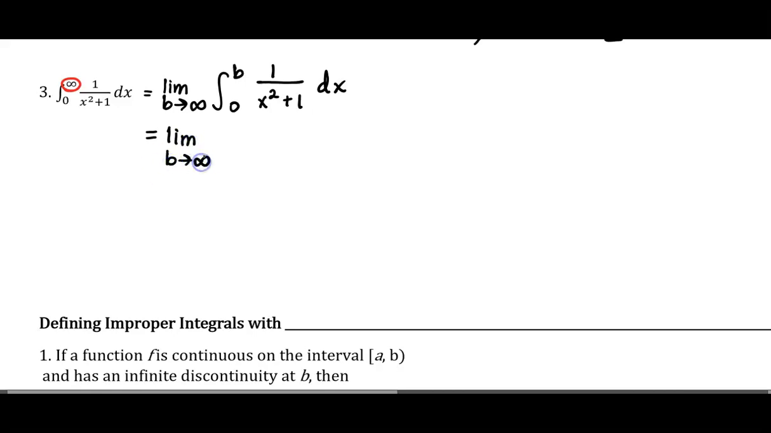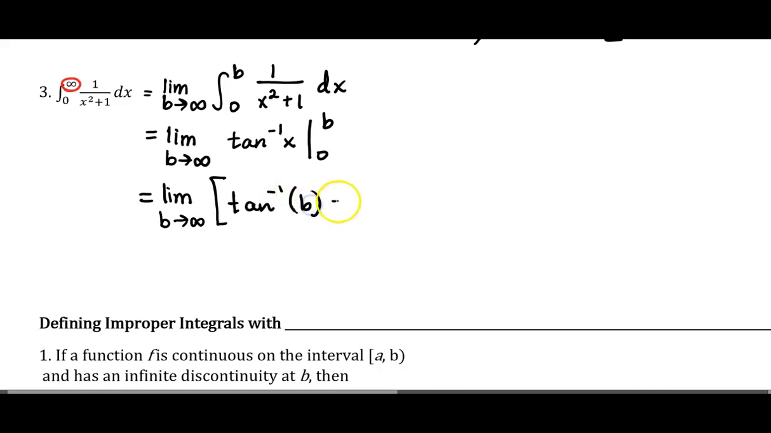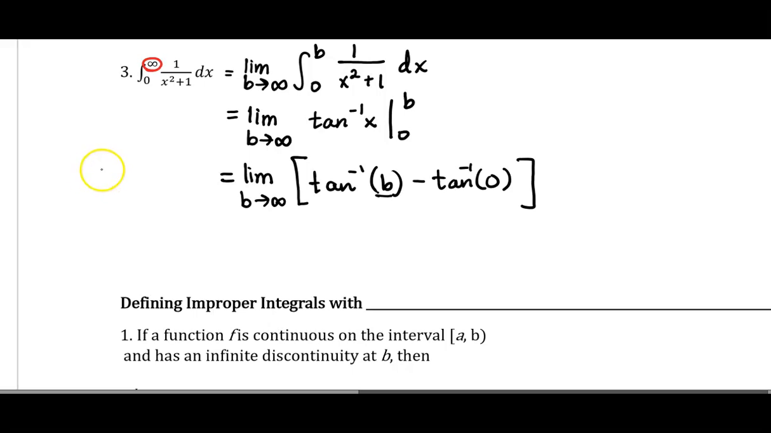So we have the limit as b approaches infinity of arctan, or tan inverse of x, that needs to be evaluated from 0 to b. So we begin by plugging in our upper limit of b. So we have tan inverse of b, and then we subtract and plug in our lower limit of 0, and we have tan inverse of 0. So what happens to tan inverse as x gets very large, as b gets very large? This is going back to 172.